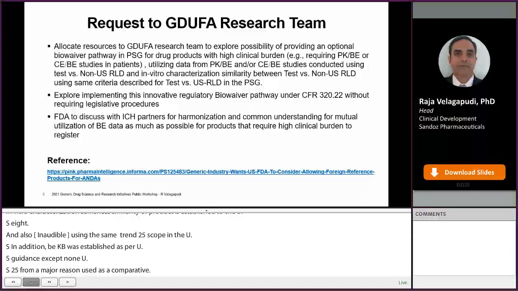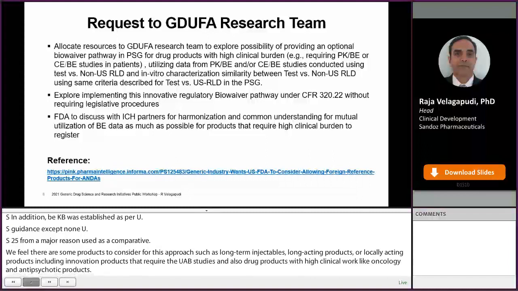Our request to the FDA research team is to allocate resources to explore the possibility of providing an optional biowaiver pathway in the product-specific guidance for products with high clinical burden, utilizing data from PKBE and CEBE studies conducted using the test versus non-US RLD, and also in vitro characterization similarity between test and non-US RLD using the same criteria described for test versus US RLD in the PSG.